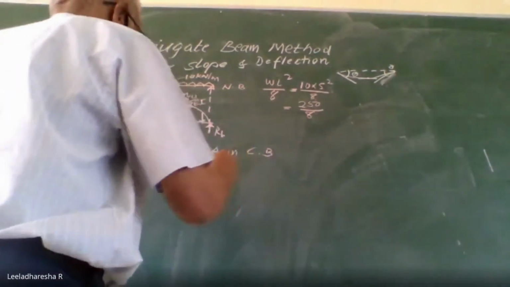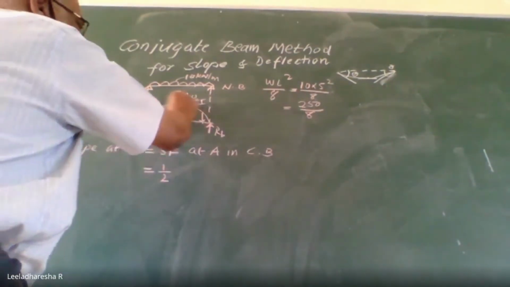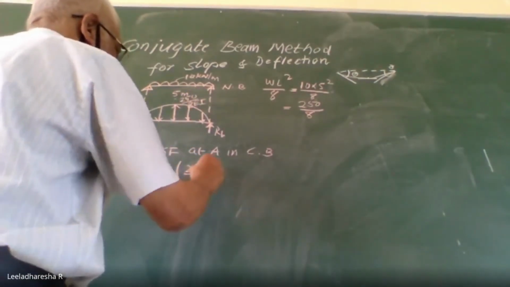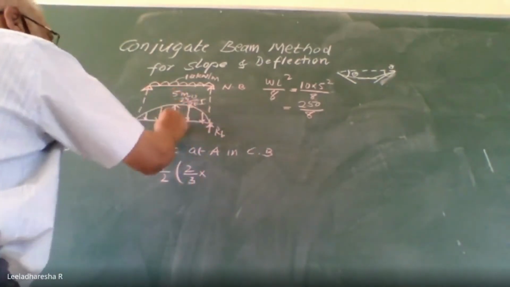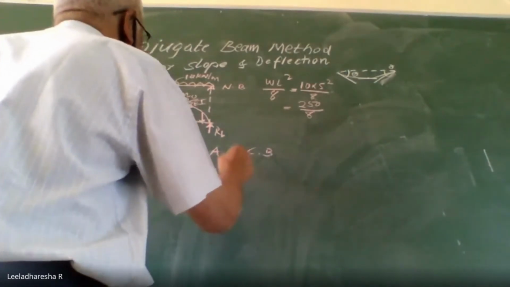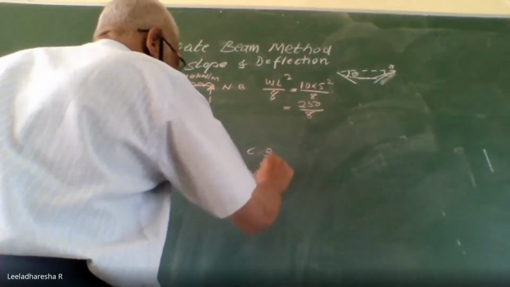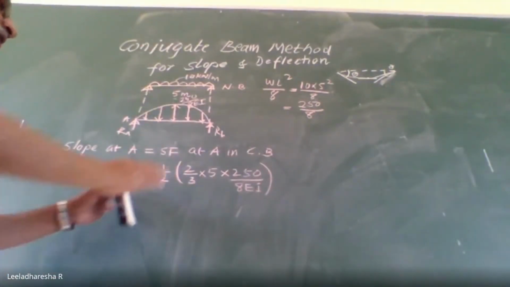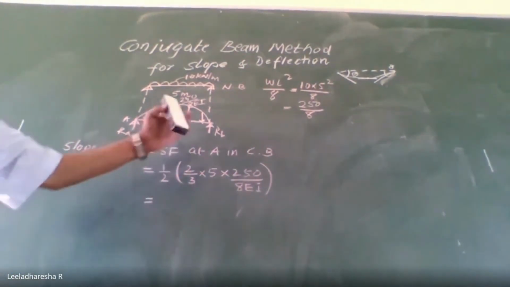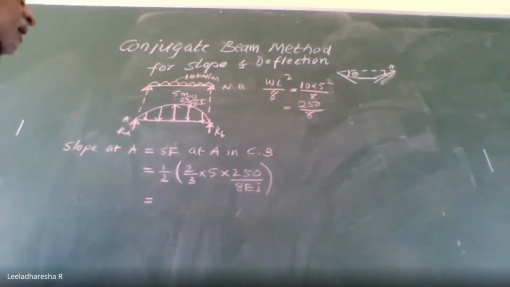So, I will take half of this area. That is, area of the parabola is 2/3 of base into height. 2/3 of base 5 meter into height 250 by 8 EI. So now you can simplify and we can express the slope at A. Similarly, slope at B is equal to RB. Because of symmetry, RA is equal to RB.